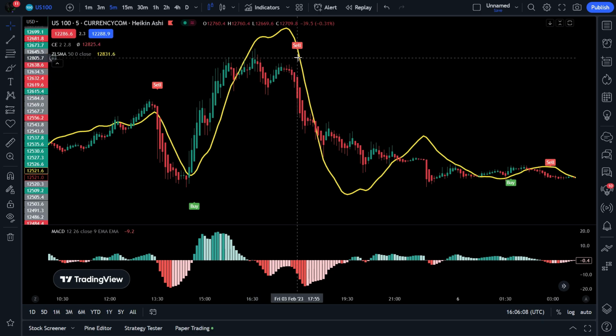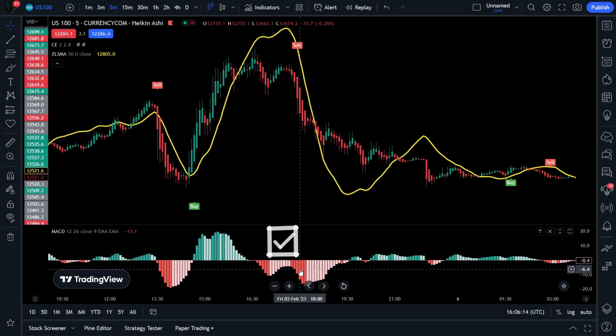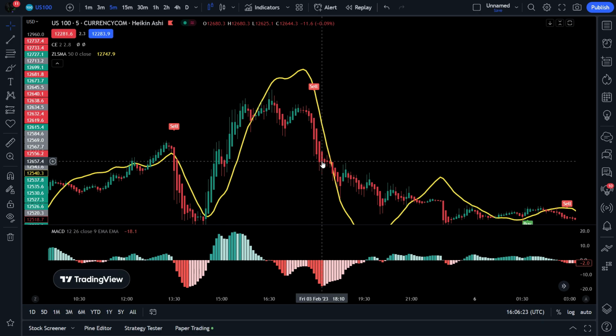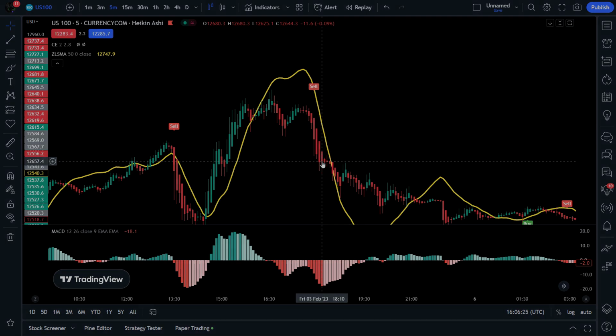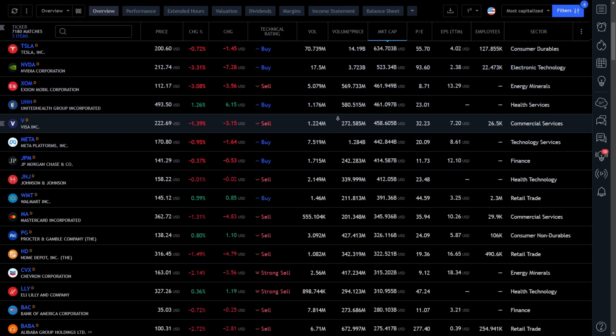For short entries, if the strategy has given us a valid sell signal, then we should check the MACD. If it is colored red, this confirms that there is bearish momentum in the market. If it is colored green, we should not take a short position. I advise you to always do your own research and back testing on any strategy before you trade it for real. You are trading at your own risk, don't forget that.